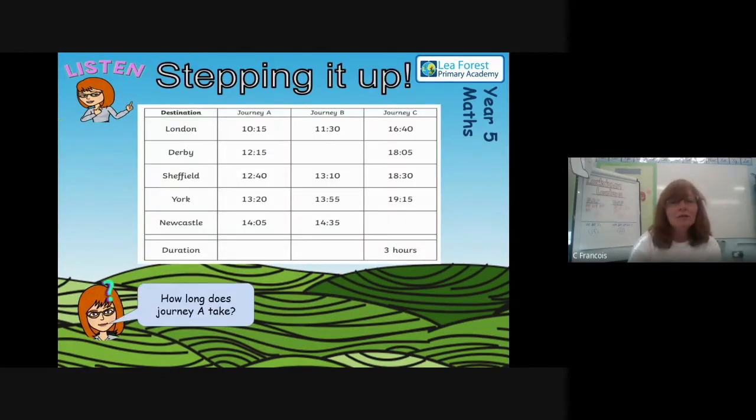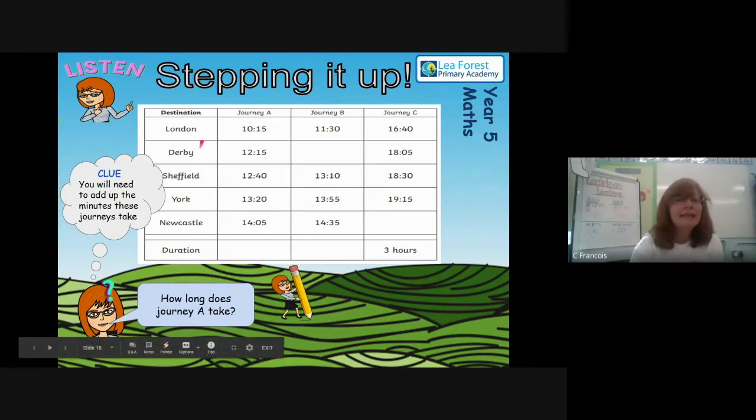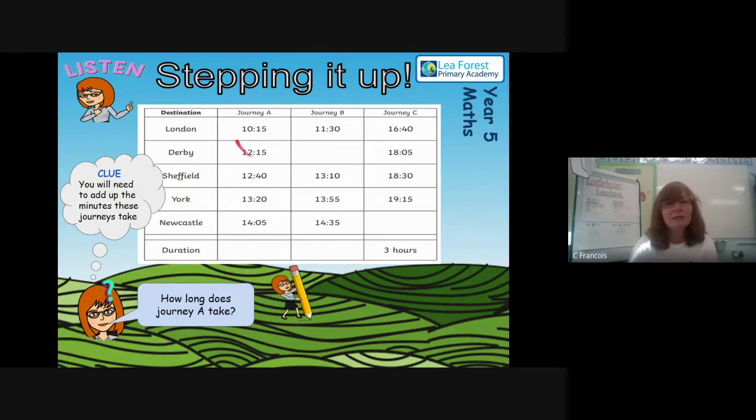So how long does journey A take? Okay, so how long does journey A take? So how long does it take to get from London to Newcastle? And I've given you a clue. You will need to add up the minutes these journeys take. So the minutes from here to here, the minutes from here to here, the minutes from here to here. That's quite a tricky question because there's a lot of addition to do there. So I'm going to give you a little while to do that.